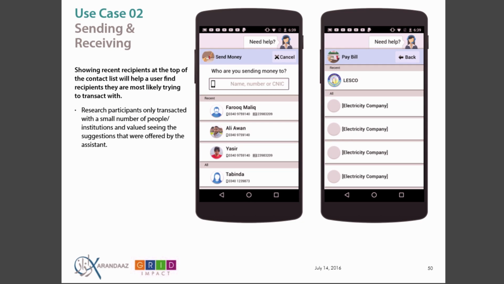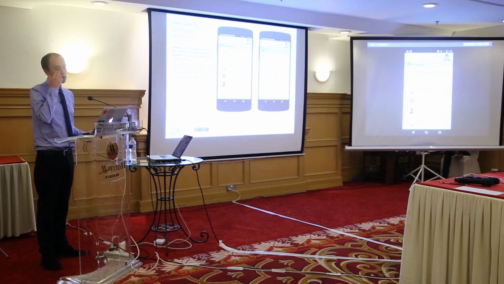So related to that, showing recent recipients at the top of the contact list will just make it easier for customers to find who they're looking for, and it'll make it faster to get through a flow. And again, our research showed, and I think it's widely understood, that most customers are transacting with only a small handful of people, so how can we make it as easy as possible for them to just get to those people?